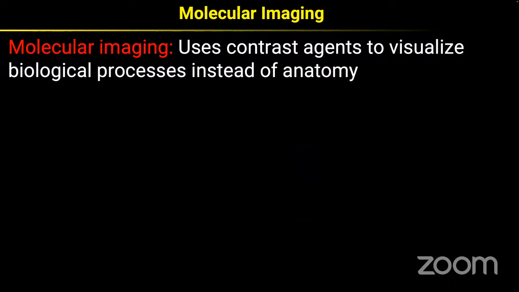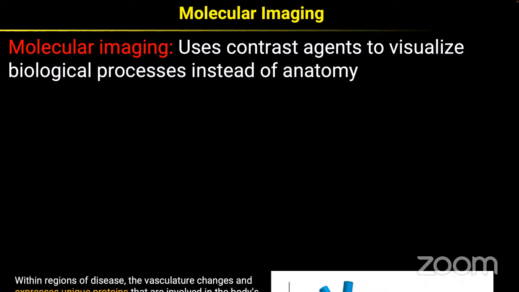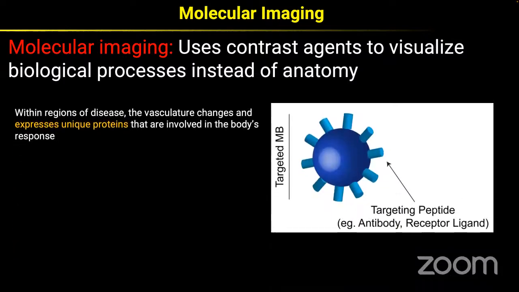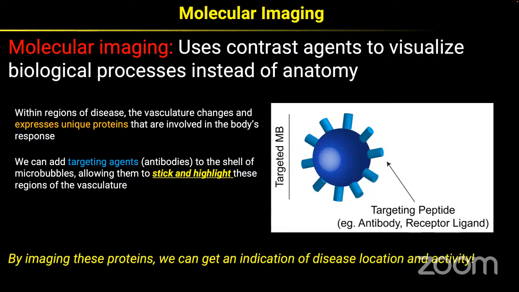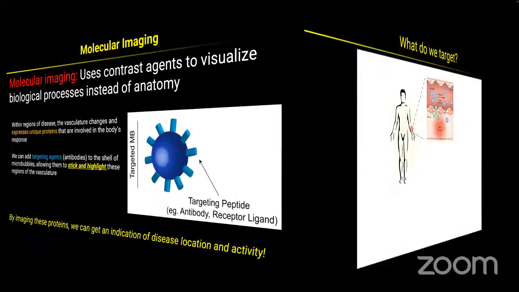Now, what we do in my lab is mainly focusing on ultrasound molecular imaging. Molecular imaging uses contrast agents to visualize biological processes instead of anatomy. Within regions of disease, the vasculature changes and expresses unique proteins that are involved in the body's response to those diseases. So we can add, in this case, targeting agents like antibodies to the surface of these microbubbles, allowing them to stick and highlight these regions of the vasculature. By imaging these proteins, we can get a nice indication of disease location and activity.